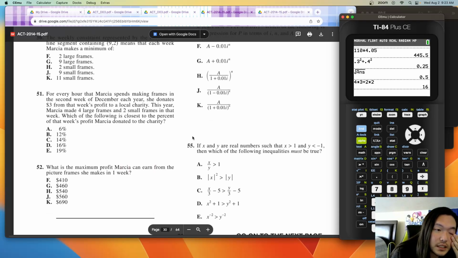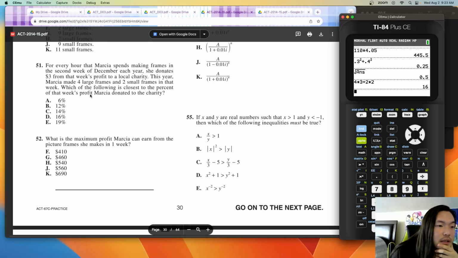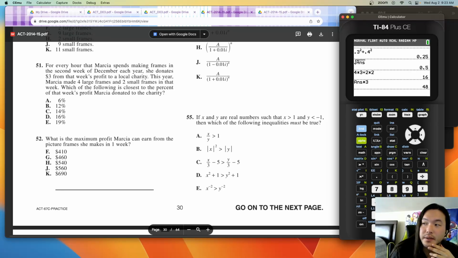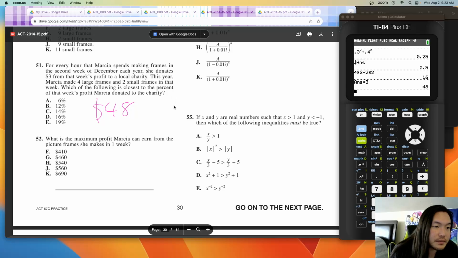16. What? She only works 16 hours a week? Amazing. What a life. And then she donates $3 per hour. Okay. So she donated $48. Let's write that down. So she donates $48, but that's not the answer, right? They're asking for the percentage of money that she donated out of her profit.